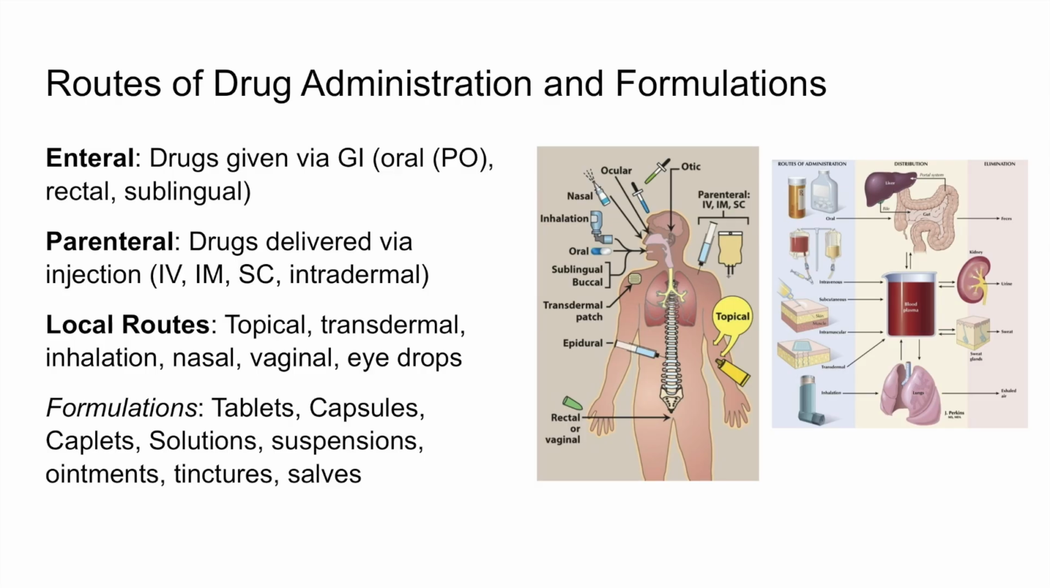Parenteral routes use injection, including intravenous, intramuscular, subcutaneous, and intradermal administration. Intravenous administration provides immediate and complete systemic availability. Drugs can also be delivered through local or specialized routes, such as topical, transdermal, inhaled, nasal, vaginal, or ophthalmic administration. The formulations, such as tablet, solution, suspension, or ointment, also influence the drug's absorption and clinical use.